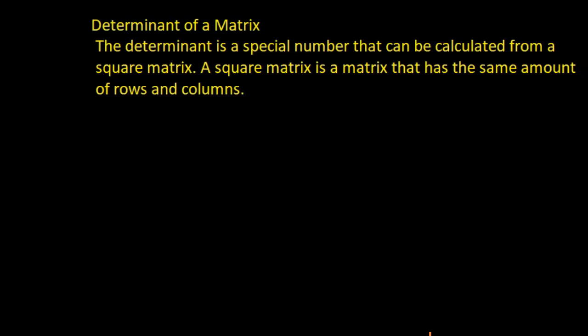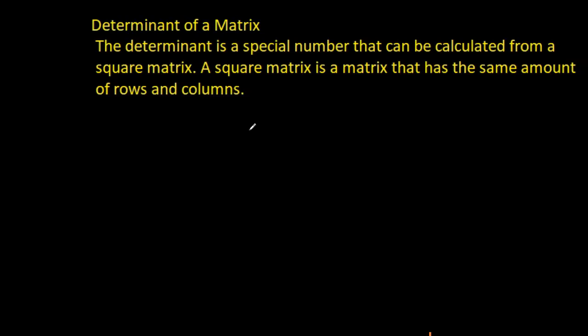So now we want to look at calculating the determinant of a matrix. What is a determinant? A special number that can be calculated from what we call a square matrix. And a square matrix is a matrix with the same number of rows and columns. Good? So for example, a 3 by 3, 4 by 4, 5 by 5, 6 by 6, we say that's called a square matrix.